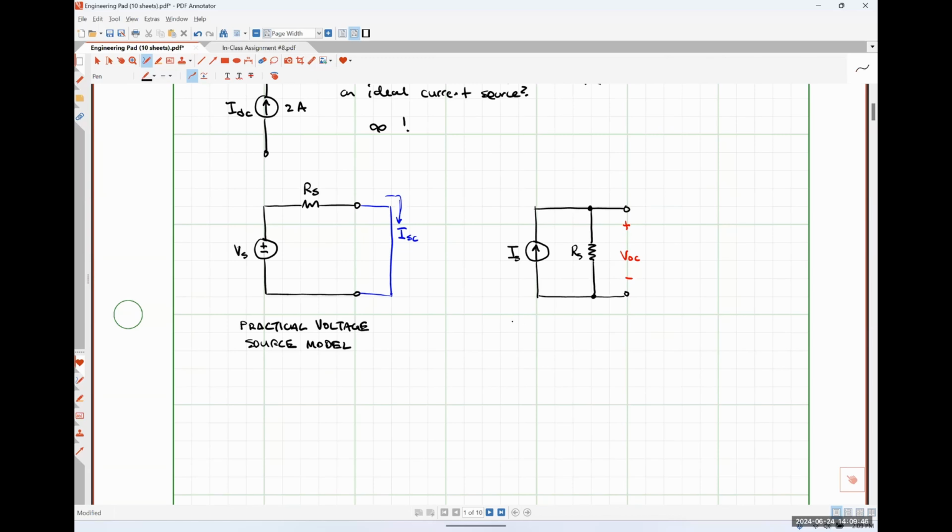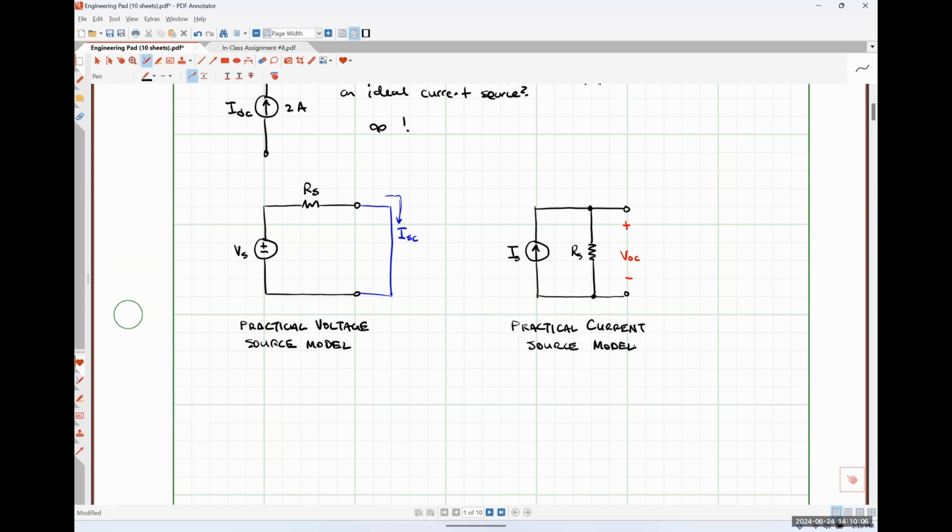So let me write that over here. Practical current source model.